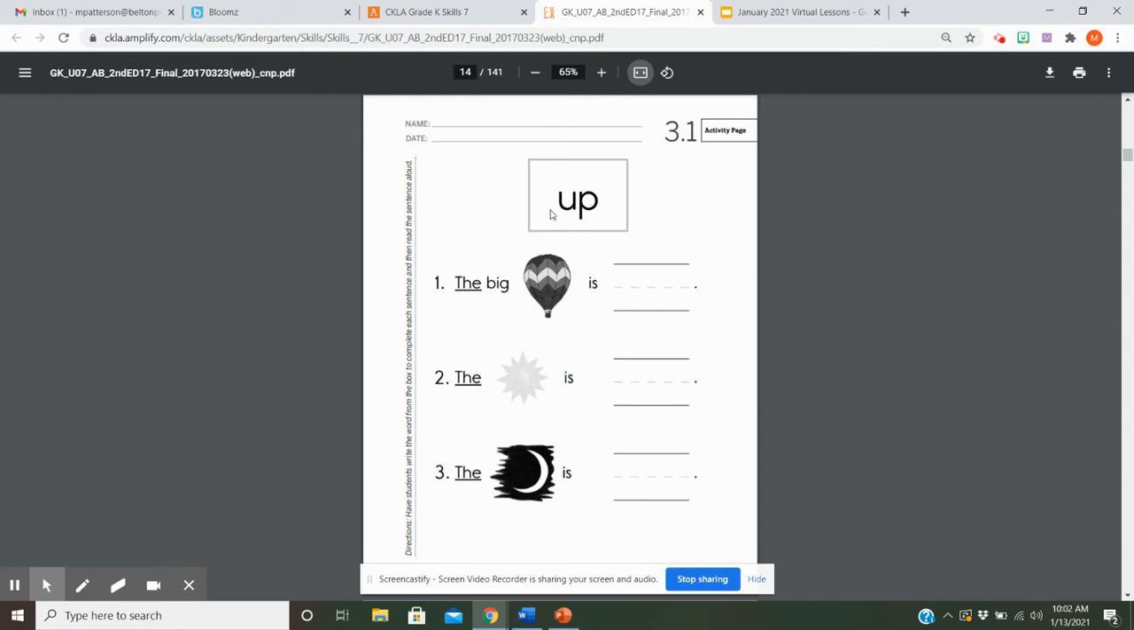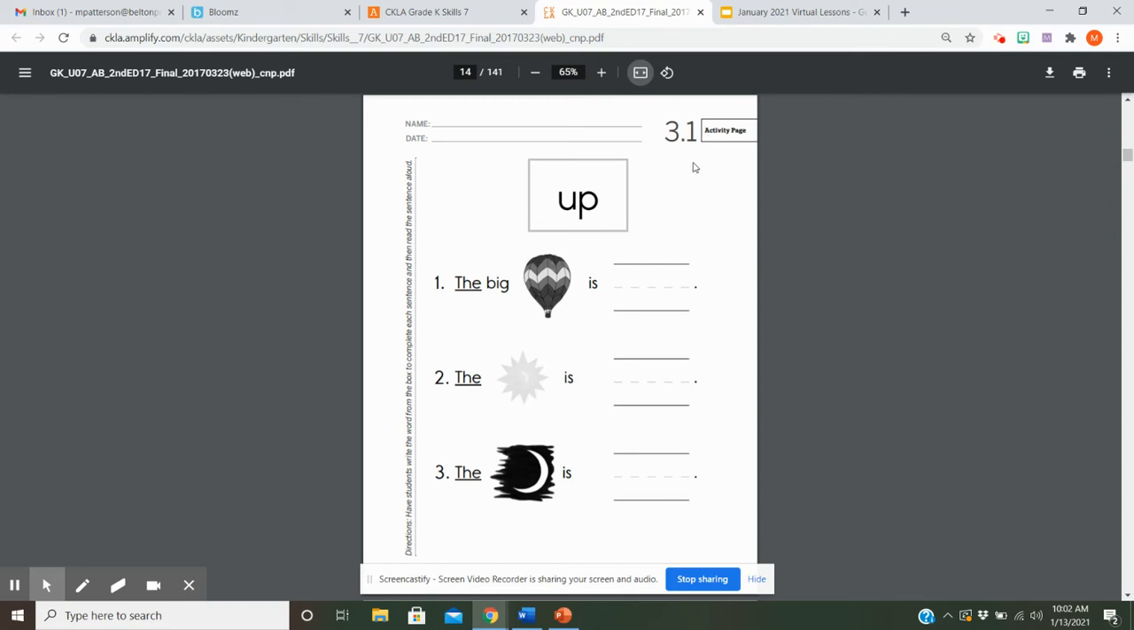So, since we've reviewed and we've gone over our new tricky word, down, the opposite of down is, who can read that for me? Up. Very good. This is not a tricky word. It follows the rules, right?